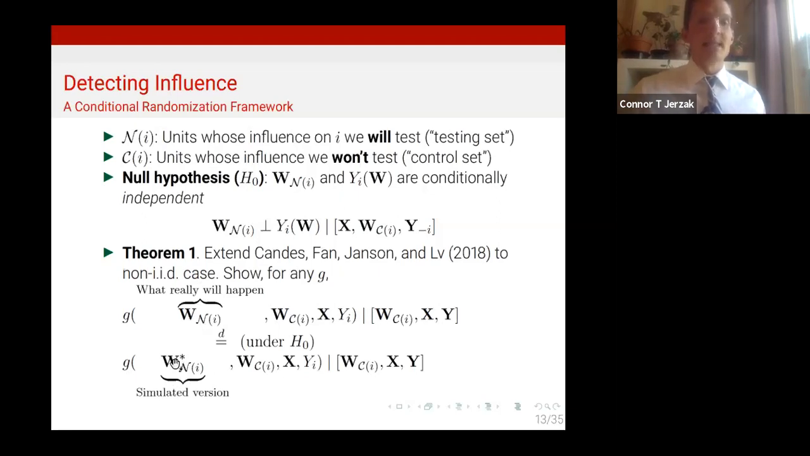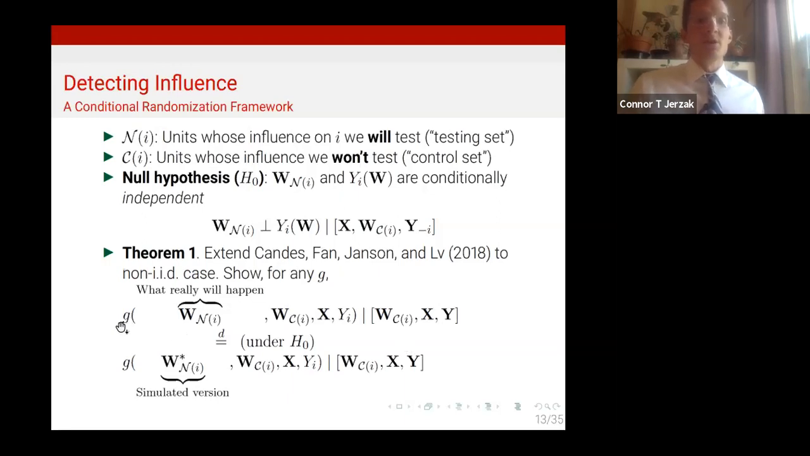So in the experimental context, this simulated version is easy to work with. We're just going to be drawing things from the treatment distribution. If we have an experiment where half of the units get the treated intervention and half get the control intervention, then we will resample the treatment and control assignments exactly like that to get the simulated version for the treatment vector for people in the testing set. And the distribution of this fixed test statistic function will be the same in the two cases.